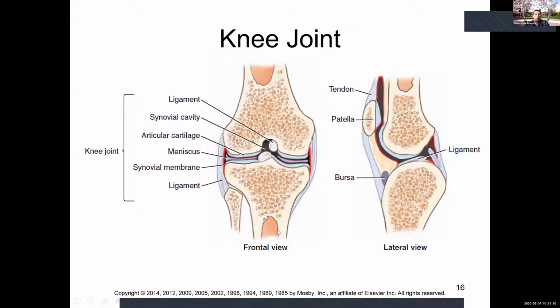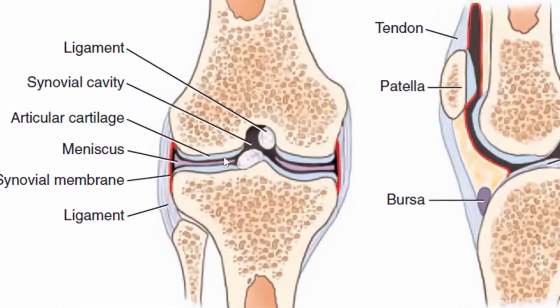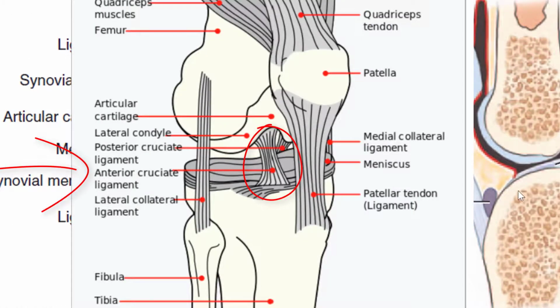From the frontal view, we can see the medial cruciate ligament, and then we can see the lateral cruciate ligament. And then there's also one on the inside here on the front of the knee, which is not shown on this, which would be your anterior cruciate ligament.